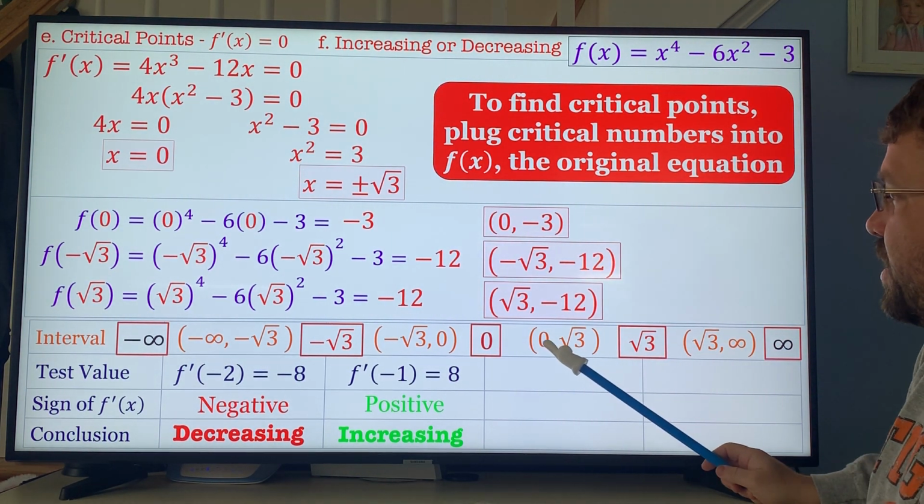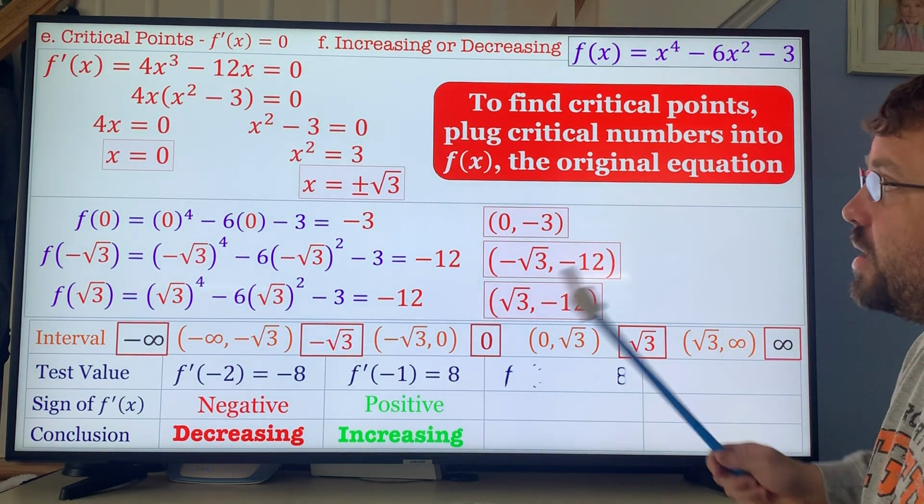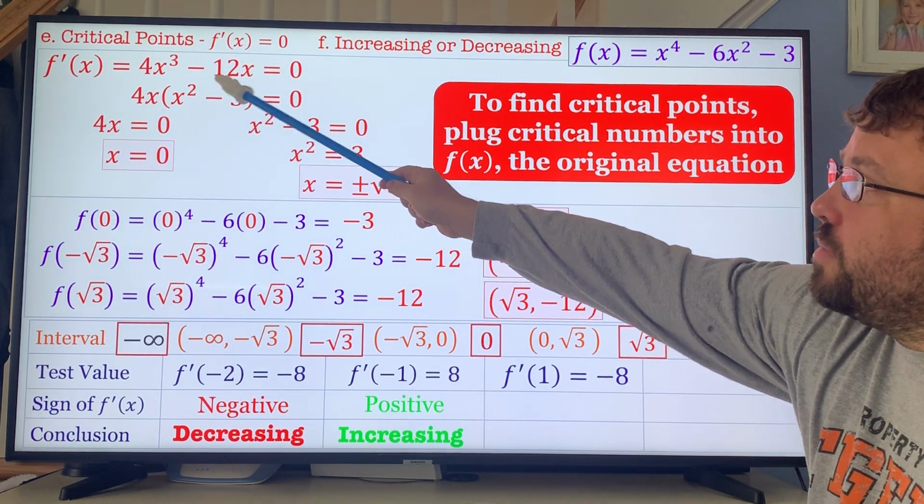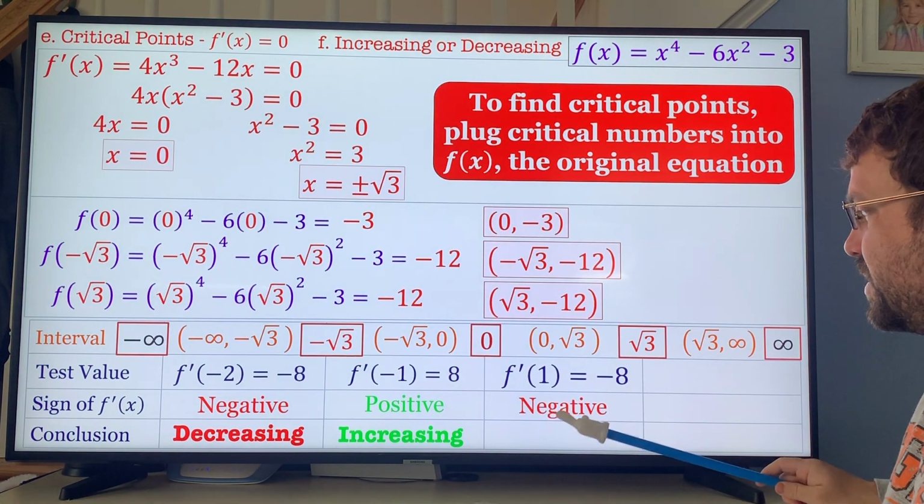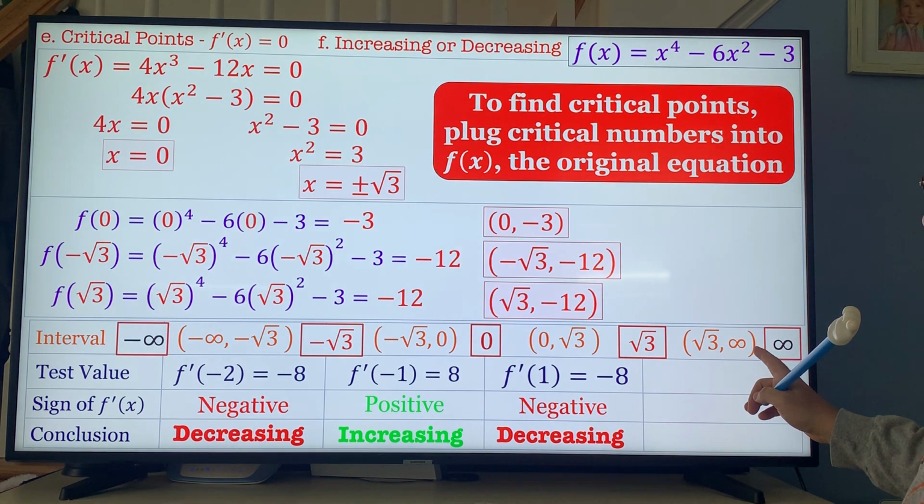This one right here, a number between 0 and radical 3: positive 1. 4 times 1 is 4, minus 12 is negative 8. Negative 8 is a negative number, which is decreasing. And then a number between these two would be like a positive 2.